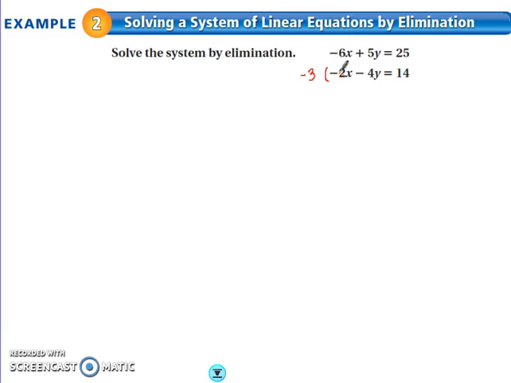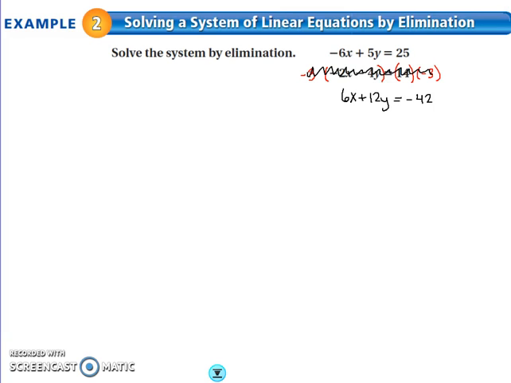But if I multiply the first term by negative 3, I have to multiply everything in the entire equation by negative 3. Distributing, I have 6x. Negative 3 times negative 4 is positive 12y is equal to negative 42. Now we use the first and the third equation to solve this system.